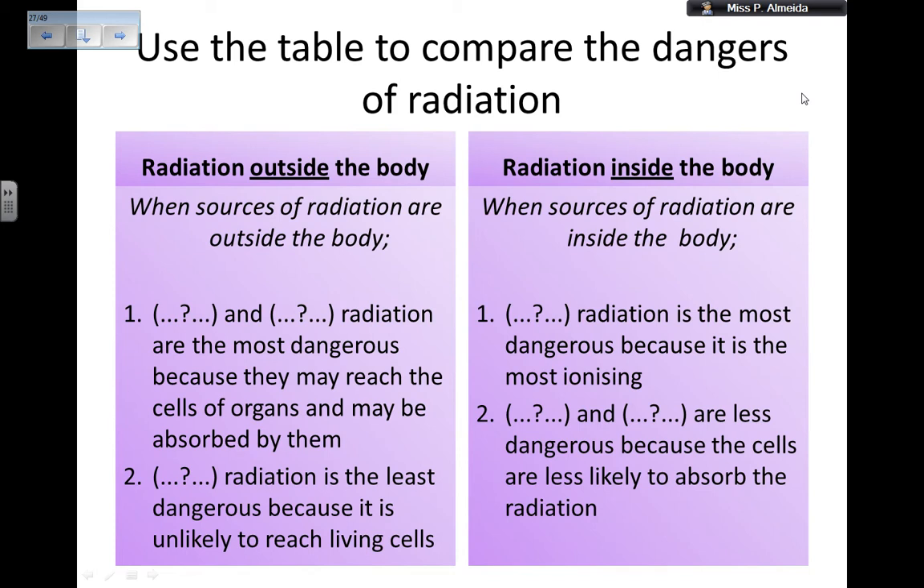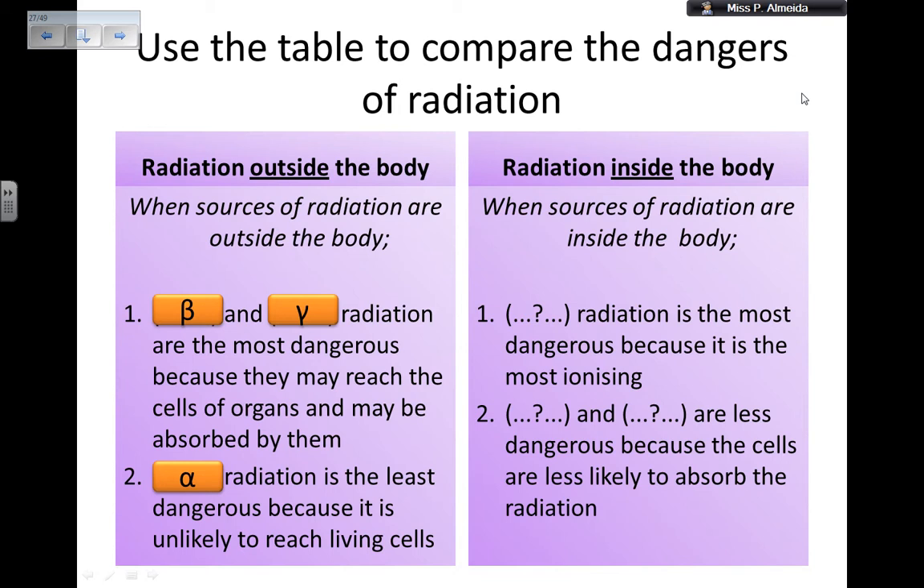So, summarizing, what are the dangers inside or outside the body, or which types of radiation are the most dangerous for you? Pause it now, otherwise I'm going to give you the answers right now, okay? So, when sources of radiation are outside the body, beta and gamma radiation are the most dangerous for you, because they may reach the cells of organs and they may be absorbed by them, okay? So you could have irradiation and contamination because they can get inside your body. Alpha radiation is the least dangerous because it's unlikely to reach the living cells, so you just have the irradiation.